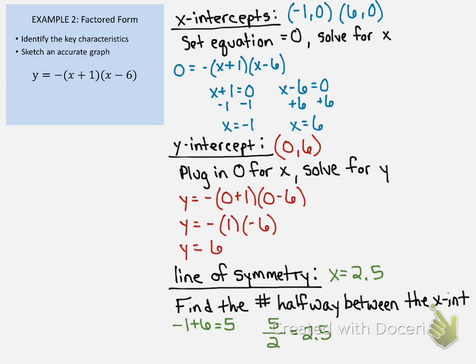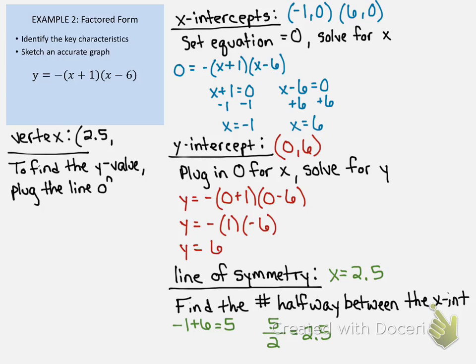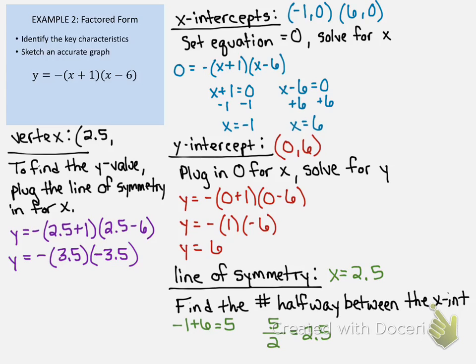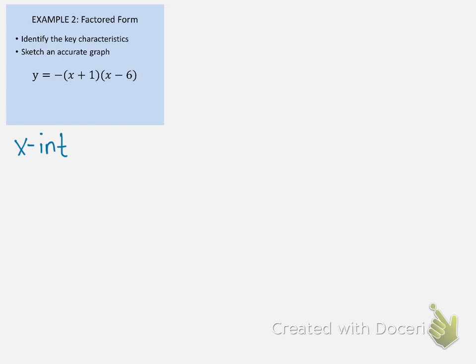Finally, I can find my vertex. Since I know my line of symmetry, I already know the x value of the vertex. I just need to plug in my line of symmetry in order to find the y value. So I'm going to rewrite the equation and replace the x's with the value for the line of symmetry. I'll go ahead and multiply those numbers together, and that gives me 12.25. So now I have my 4 key characteristics, and I'm ready to sketch a graph.